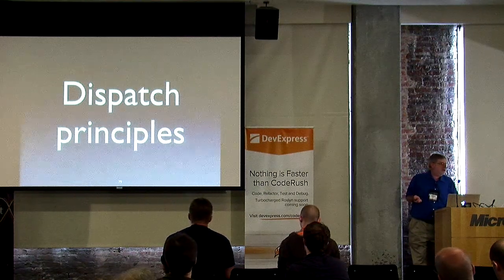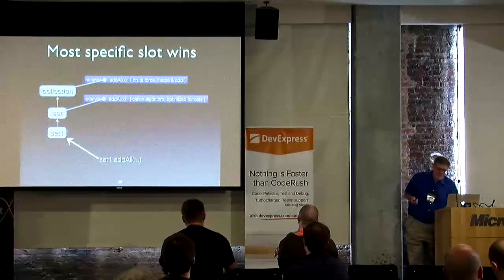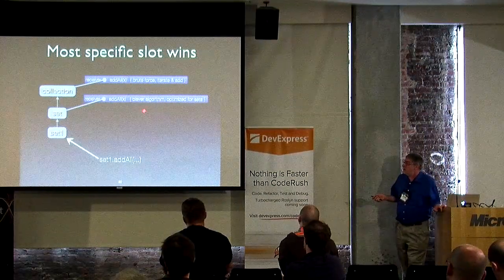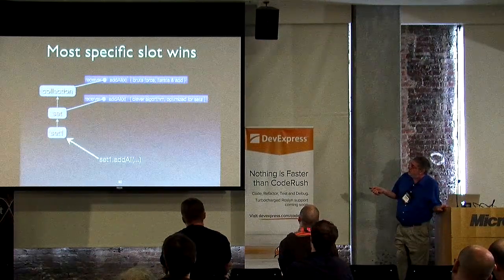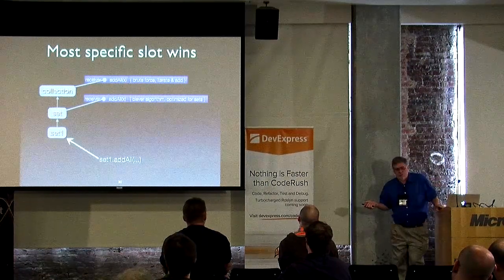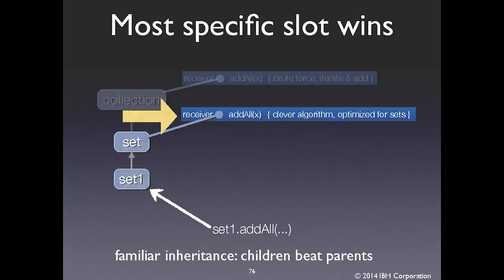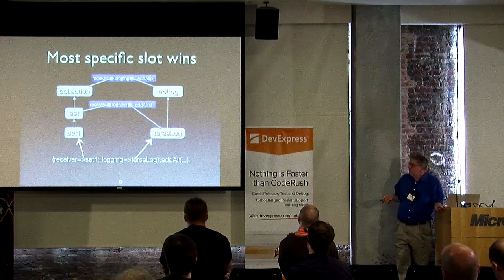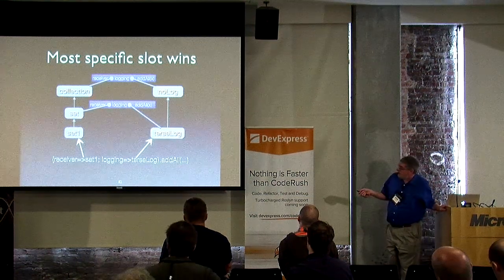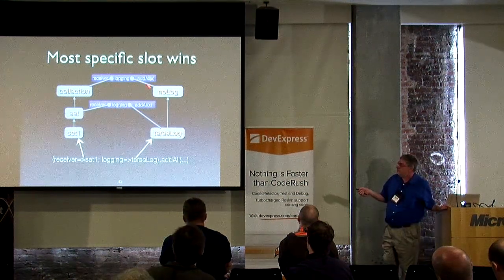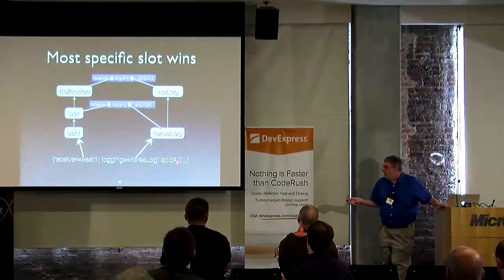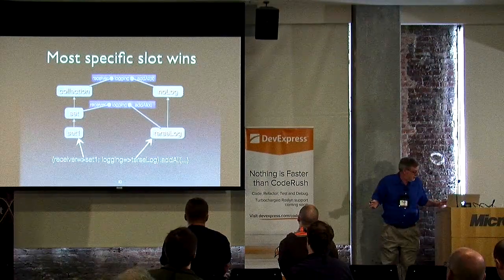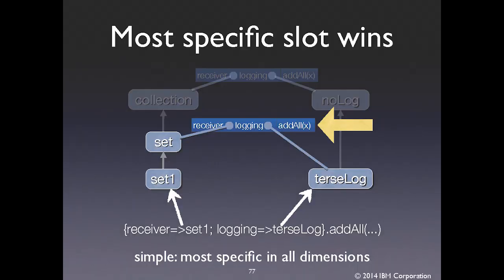Let me talk a little bit about how this thing works. The heart of the language is the dispatch. Now, you're all used to this from standard object-oriented programs. I have a slot specific to sets doing add-all, a general slot for collections. I do an add-all to a set. Well, the most specific slot has to win the dispatch. And this generalizes, in many cases, to multiple dimensions. So I have a slot specific to sets and terse logging, a general one for collections and no logging. But I'm asking for receiver set and logging is terse. So again, the most specific slot wins.